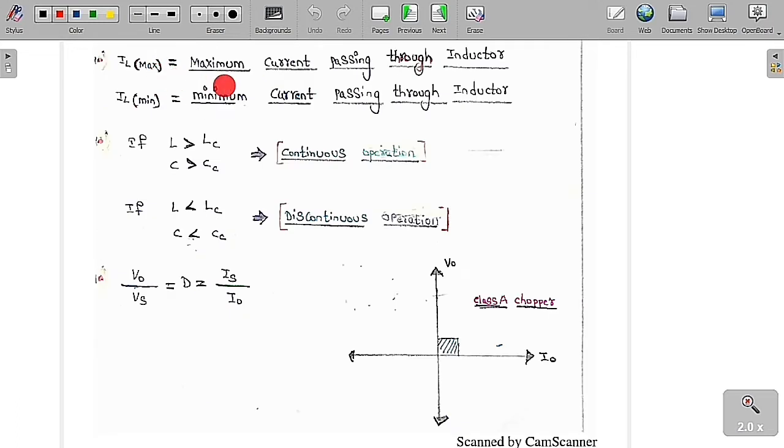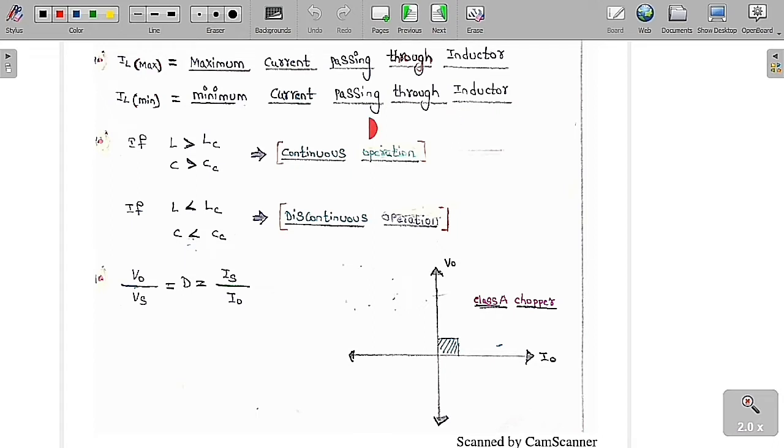IL maximum means the maximum current passing through the inductor. In this case, the maximum current passing through the inductor will also be passing through the switch. IL minimum means the minimum current passing through the inductor. In the circuit diagram, we can say that the same minimum current is also passing through the switch.